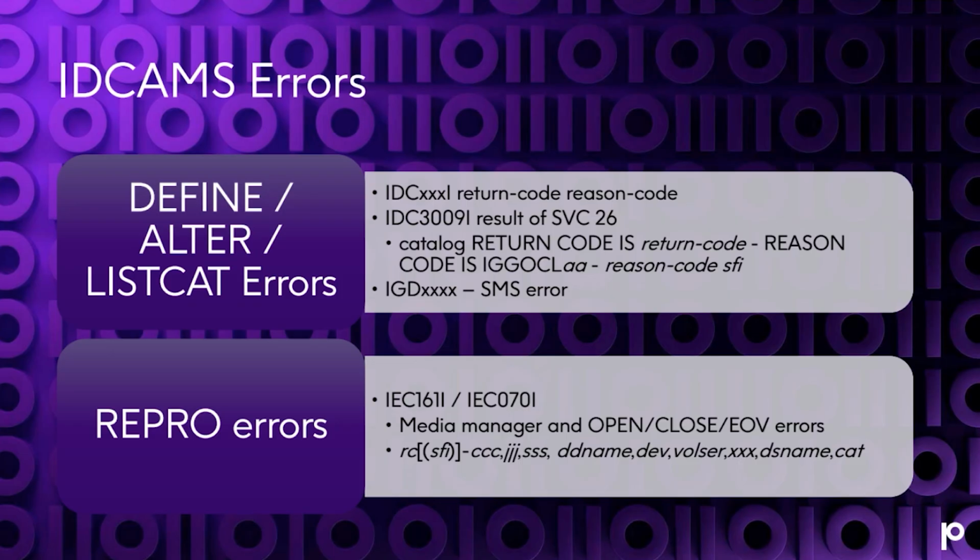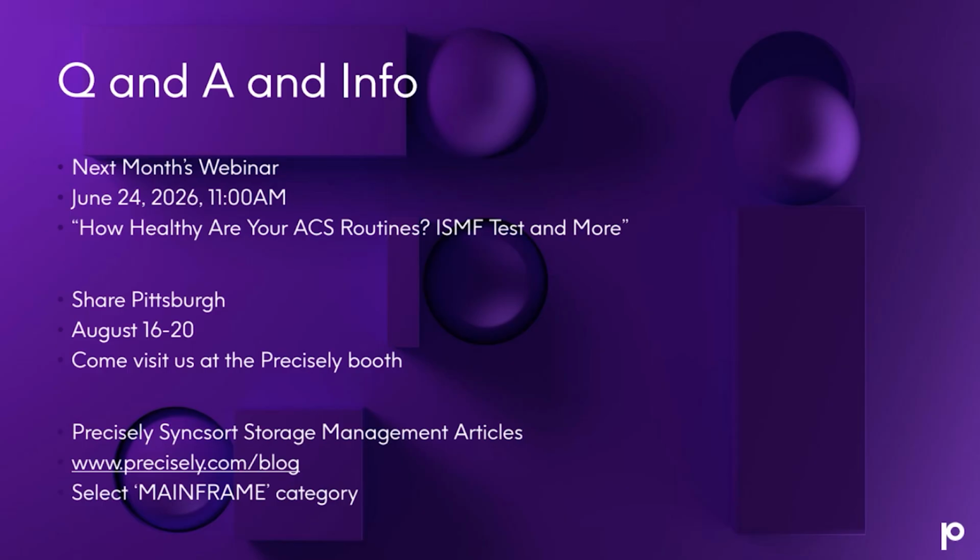There's also something called the subfunction information, the SFI field, which is a 4-byte field that you can look up, usually for an SMS error, in the SMS diagnosis reference, that will tell you about the details of an SMS error that you get as part of IDC3009I. And then there's a REPRO. Usually the error is an IEC161. There's something wrong with the data set, usually when you're trying to open it or close it. And so those are the typical errors that one gets if you're running IDCAMS at all.